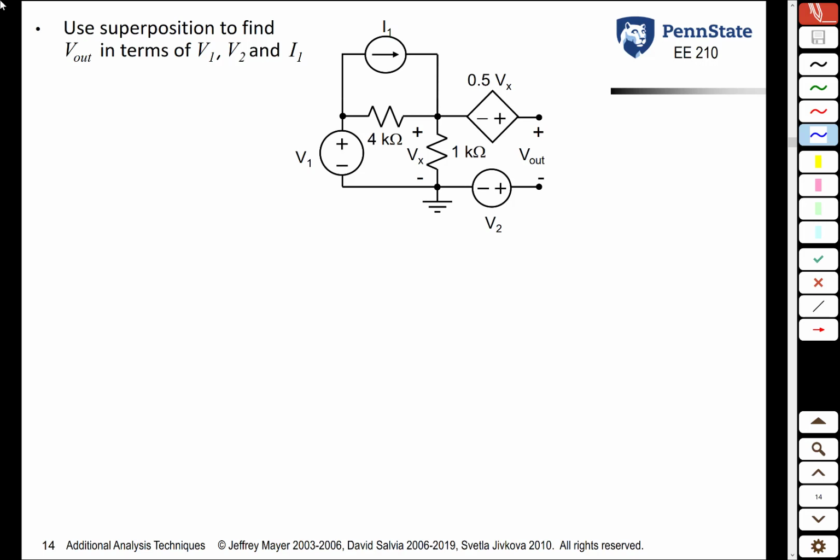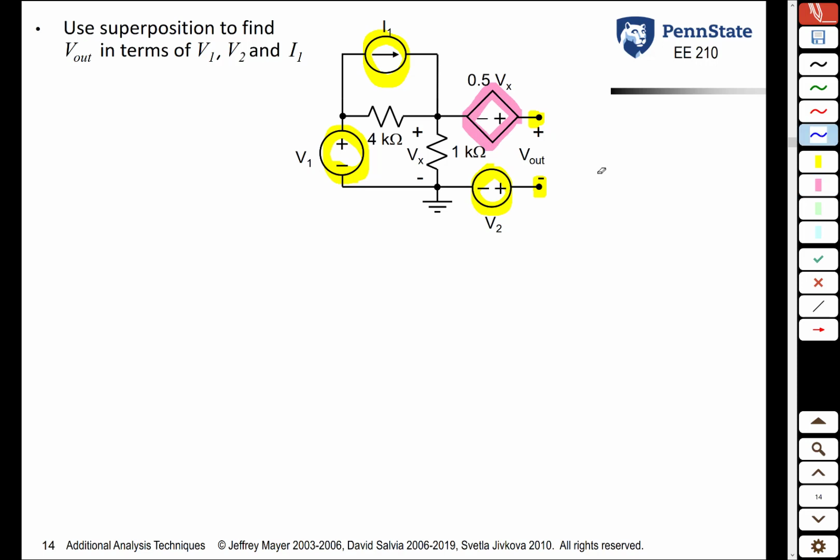In this example, we're asked to use superposition to find the voltage Vout, which is the voltage across these terminals here, as a function of V1, V2, and I1. So what we see here is we have three independent sources, a voltage source there, a voltage source there, and a current source there. In addition, we have a dependent source, a voltage-controlled voltage source here.